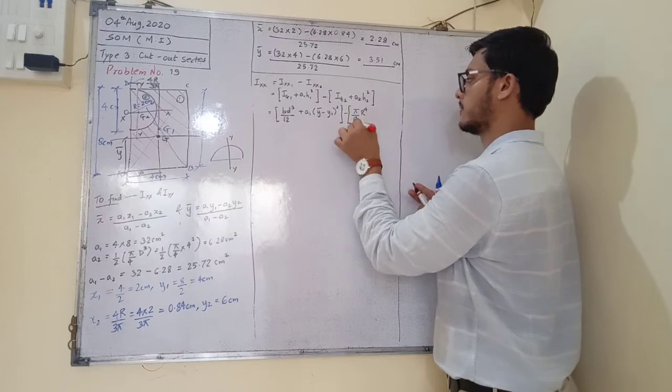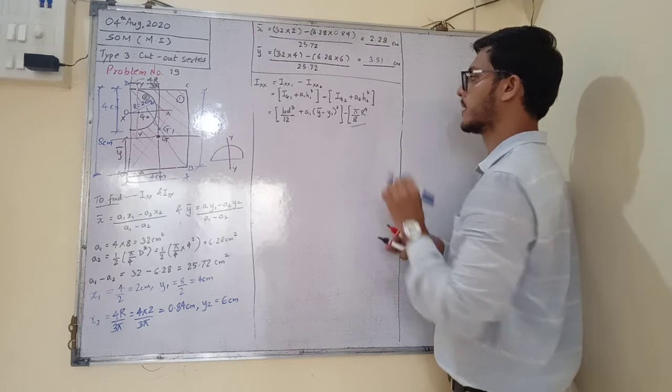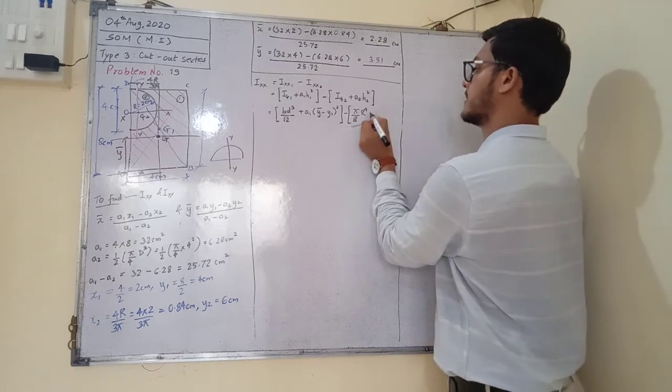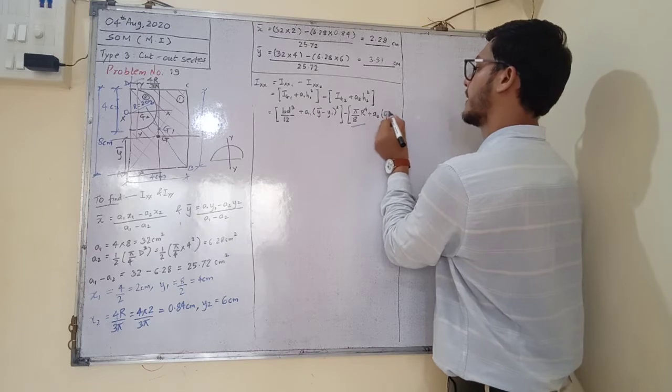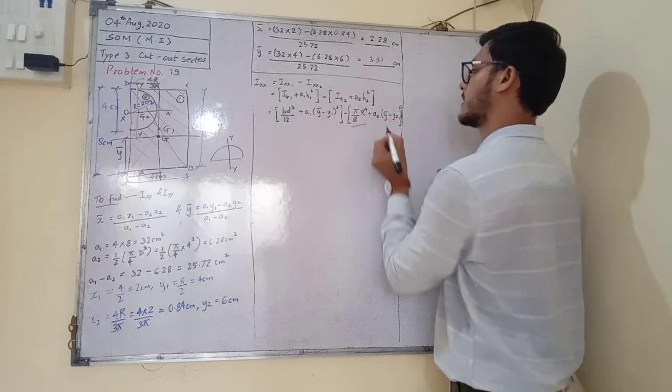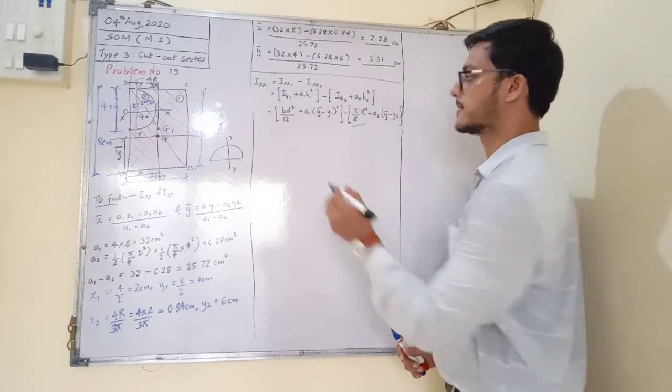This portion, I am highlighting this. Remember, plus A2 H2 will be y bar minus y2 square. So these are the two square brackets. We will substitute the values and get the answer.